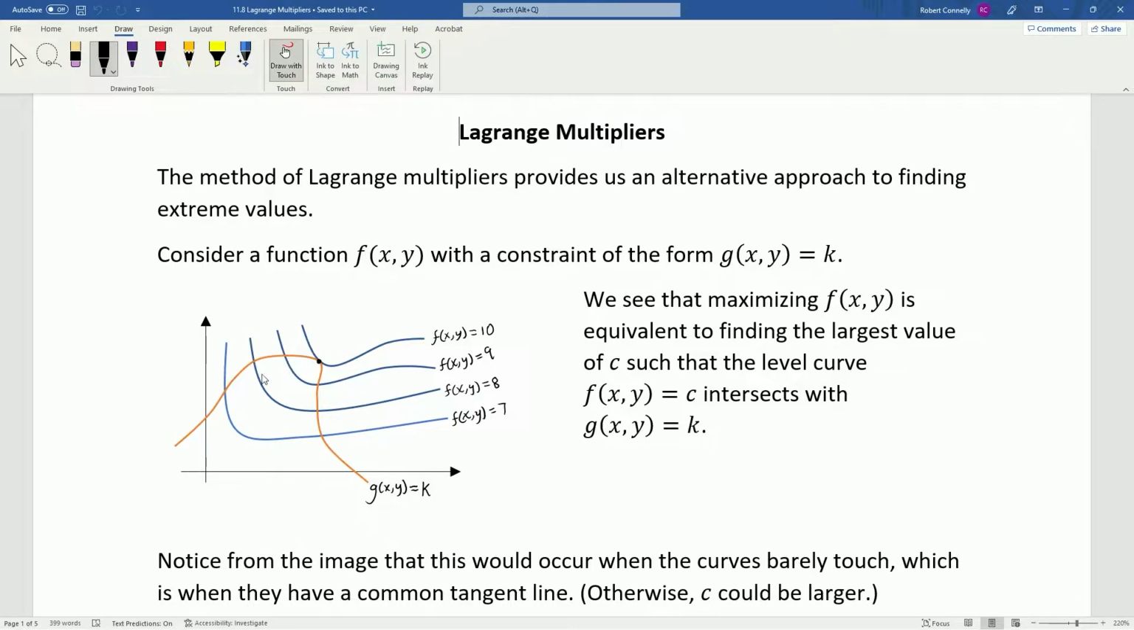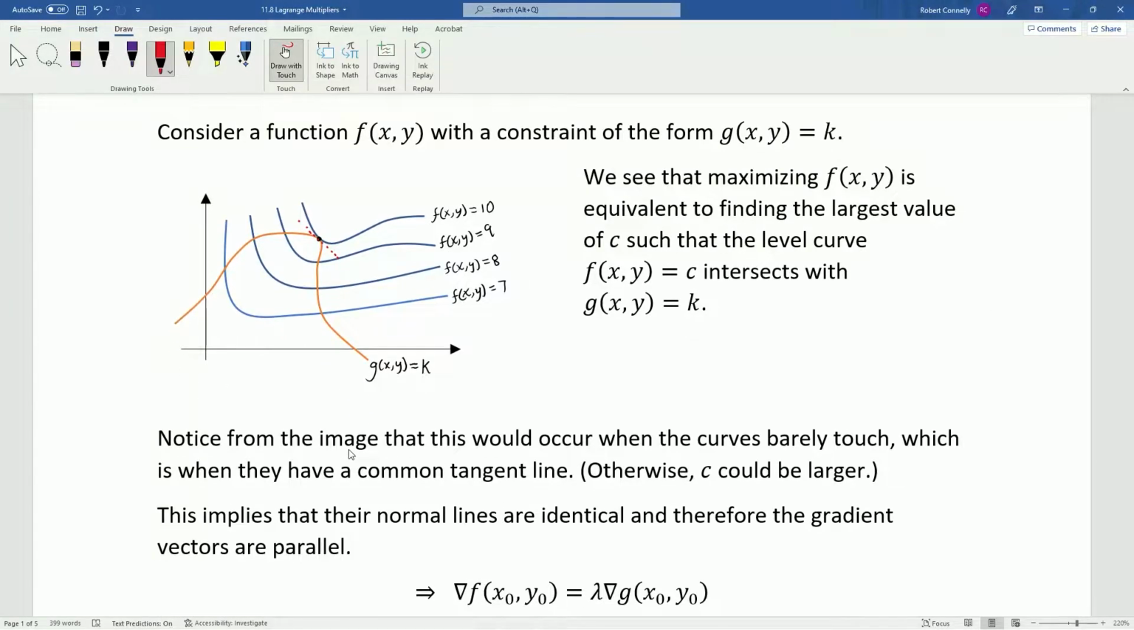Well, because these curves have to barely touch here, their tangent lines are going to be the same. So this occurs when the curves barely touch, so they have a common tangent line. And if they have a common tangent line, then that means that their normal lines are going to be identical. So when you look at the normal line for f and g, those are going to be identical, and therefore their gradient vectors are parallel, right?